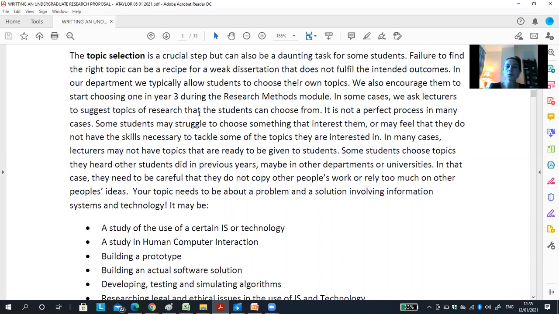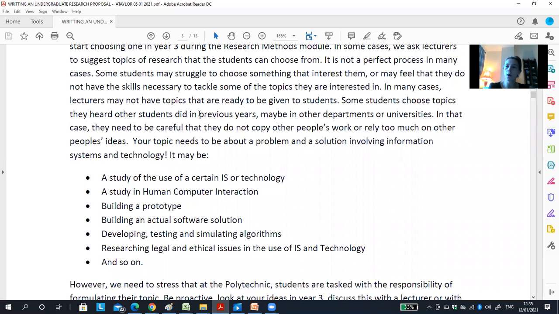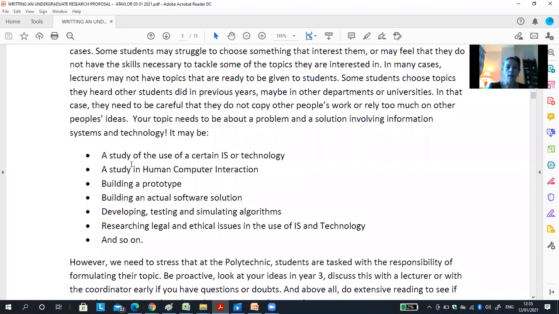Okay, so you are studying a Bachelor of Science in Information Technology or in Information Systems. Hence, your topic needs to be relevant to those areas. You can have a study, I mean, these are just ideas, a study in the use of a certain technology. So these are technologies that exist already. Maybe they have been adopted or used in certain organizations, and you want to check how people are using them. Maybe there are interface issues, maybe there are processes issues, and so on.